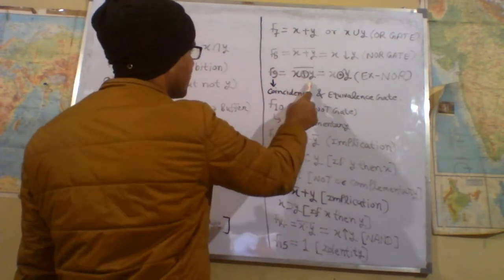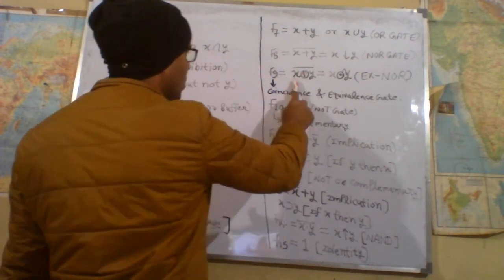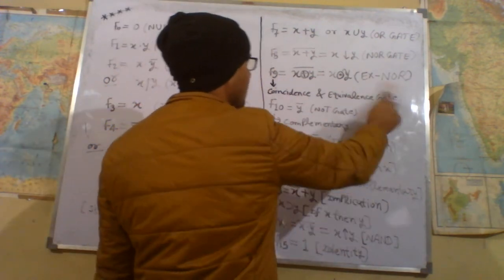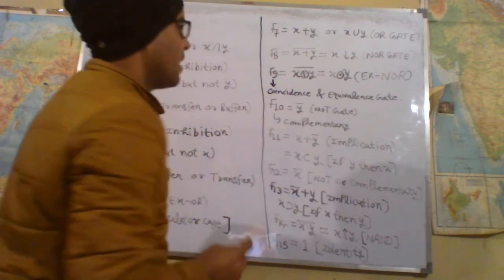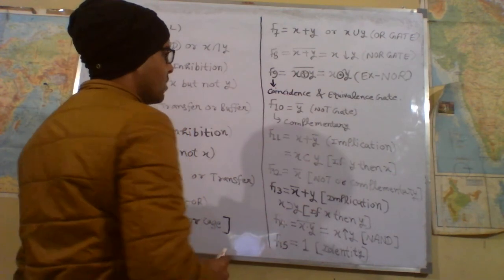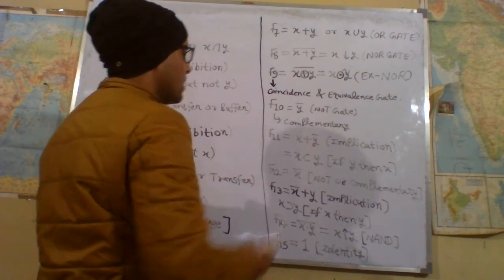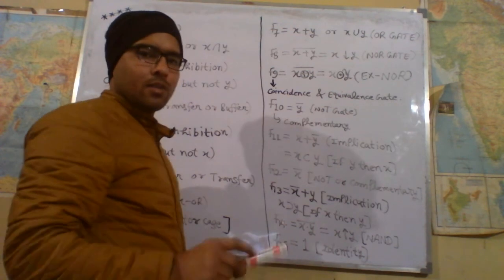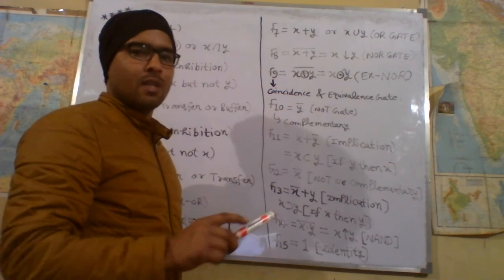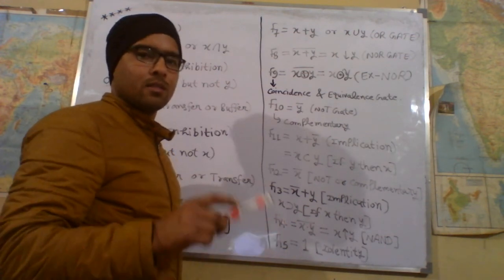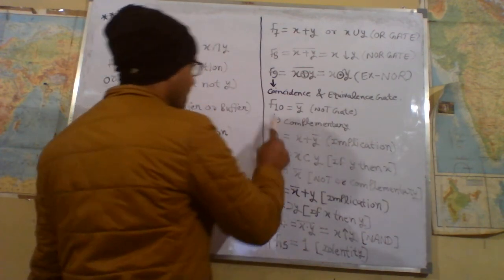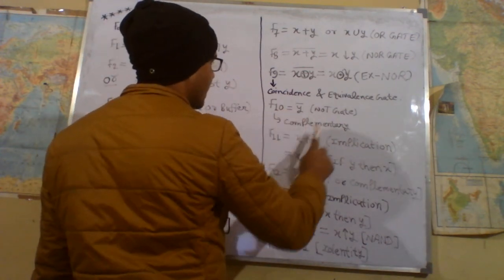F9 equal to X XOR Y whole bar means it is the complement of XOR gate. And what is that? It is XNOR gate. So XNOR gate is the complement of XOR gate, and it is also called coincidence and equivalence gate. And why it is called coincidence and equivalence gate? Already told that when both the inputs are unity or both the inputs are zero, means both the inputs are same, then it is producing output as 1, and when both the inputs are different, then it is producing output as 0.